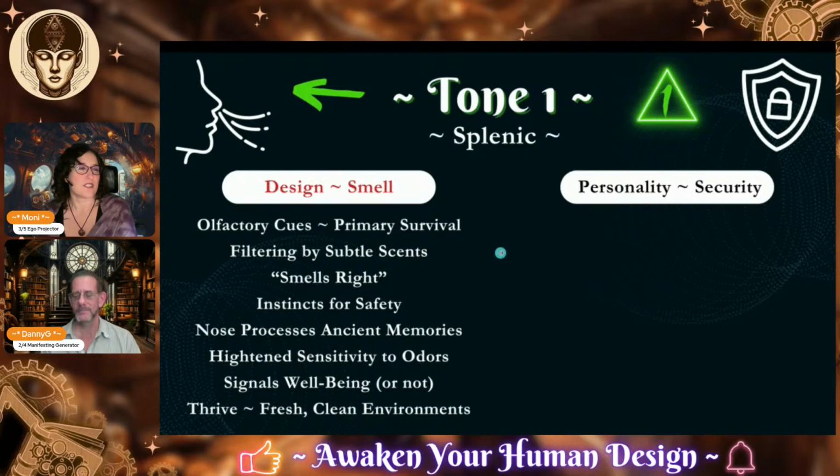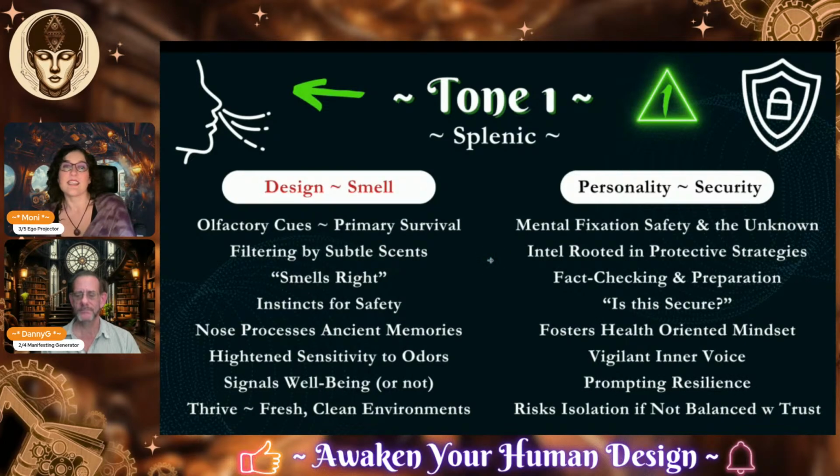So now for the personality side. On the personality side, this is security, right? It's a little bit more abstract, where the design side is very much your main senses. It's security, more abstract, but it definitely relates. And so this could be a mental fixation on safety and the unknown. And intelligence is rooted in protective strategies. It's about fact checking and preparation, asking, is this secure? It fosters a health oriented mindset with a vigilant inner voice, prompting resilience, but it risks isolation if it's not balanced with trust.